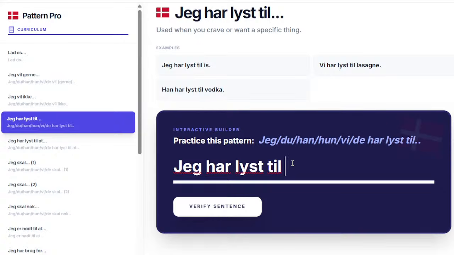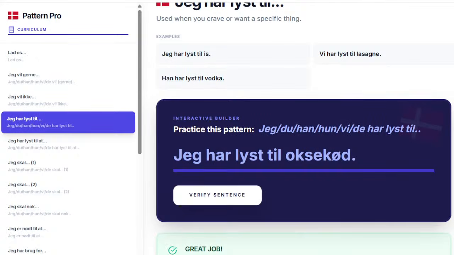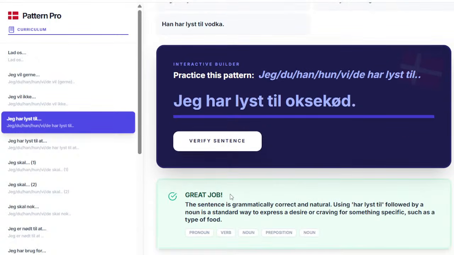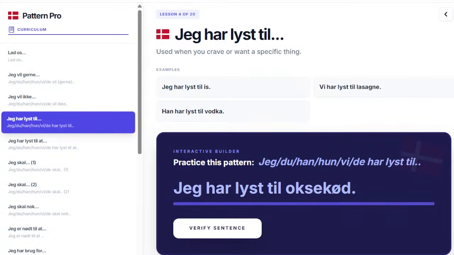Jeg har lyst til... Hvad kunne det være? Oksekød. Jeg har lyst til oksekød. Alright. Because oksekød is what? Beef. Ox meat. Yeah. Oksekød. Alright. So that is that. Har lyst til. It's very common with food and stuff like that. Alright, cool. What else can we do?